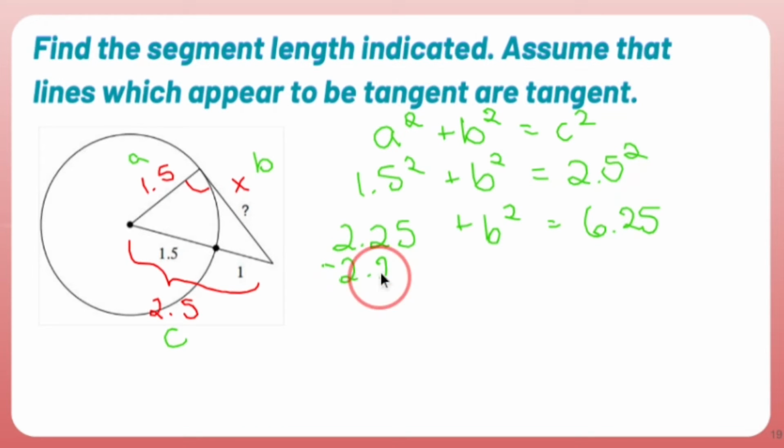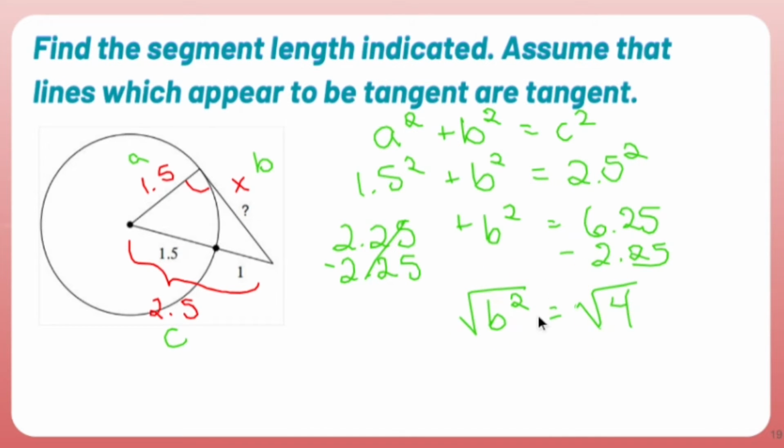Subtract both sides by 2.25. And B squared is a really simple 4. Is B all by itself? Nope. Square root it. B is 2. And since I called B X, X is 2.